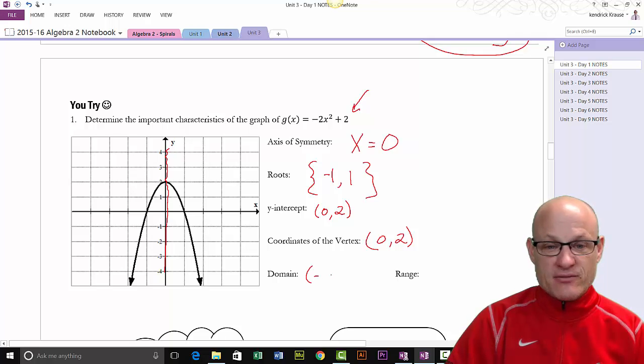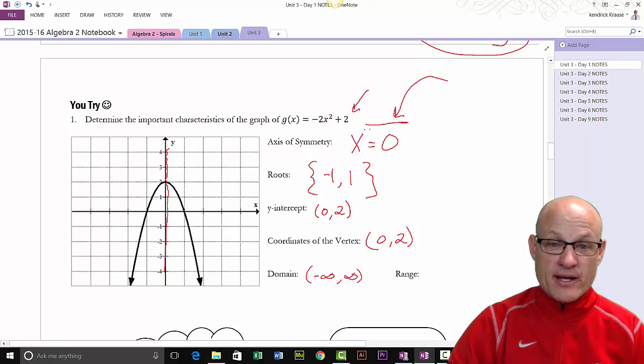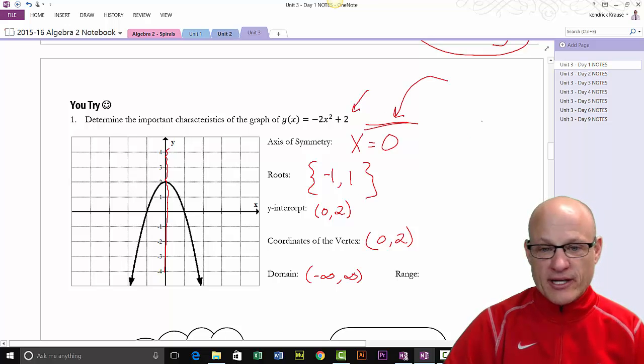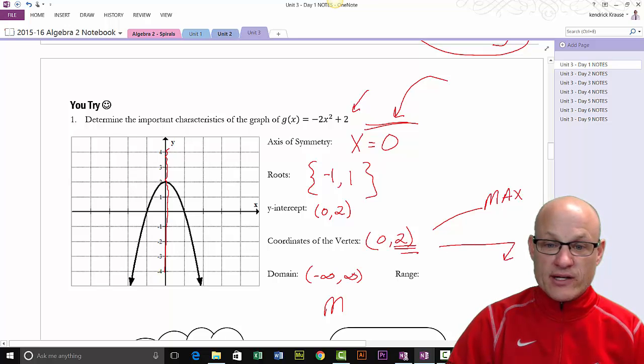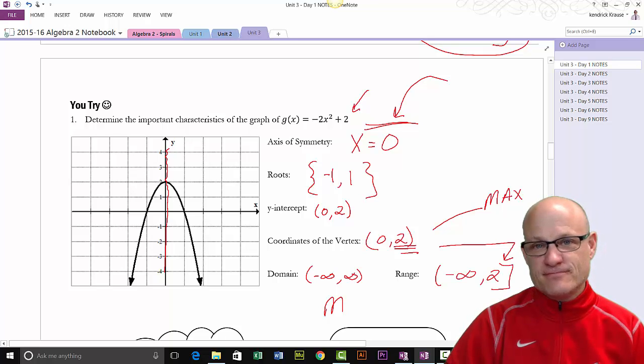Domain and range. Well, domain, -infinity to positive infinity. Get used to that. Unless it specifically restricts the domain somewhere back down here, it'll always be that. The range, though, will be a little bit different. This is what I was talking about before. Because this is now a maximum, my vertex, where is it? My vertex is a maximum. That means this is the highest value. That means we're going to find it on the right side. So on the left side is negative infinity, all the way up to 2 and including 2.